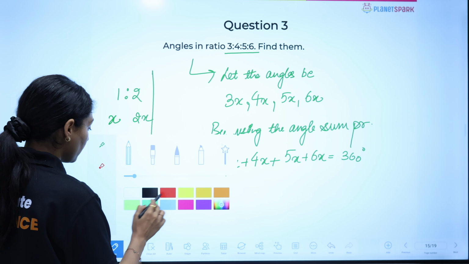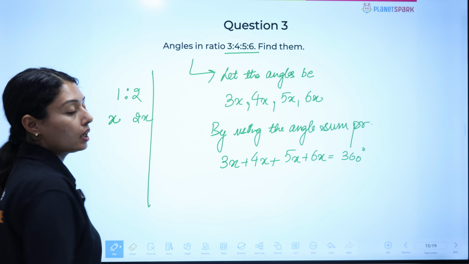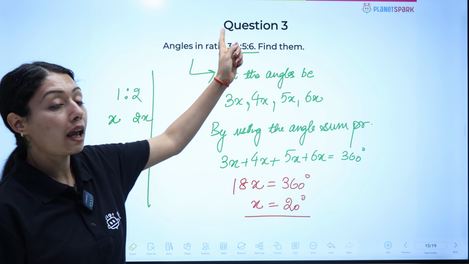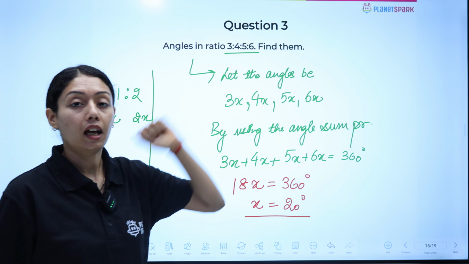Quickly tell me in the comments everybody, what are we getting from here? Yes, sum लेंगे इन सबका, x की वैल्यू आ जाएगी हमारे पास. So that will be 18x is equal to 360 degree. So x will be 20 degrees. Is that the answer? No. क्या पूछा है हमें? The angles. x की वैल्यू आ गई तो यहाँ substitute करेंगे and we'll find the angles there.